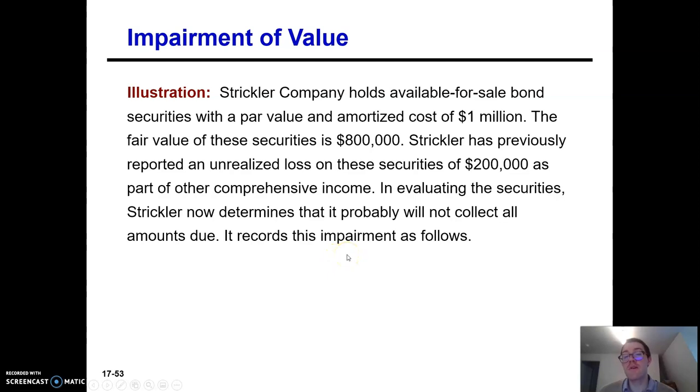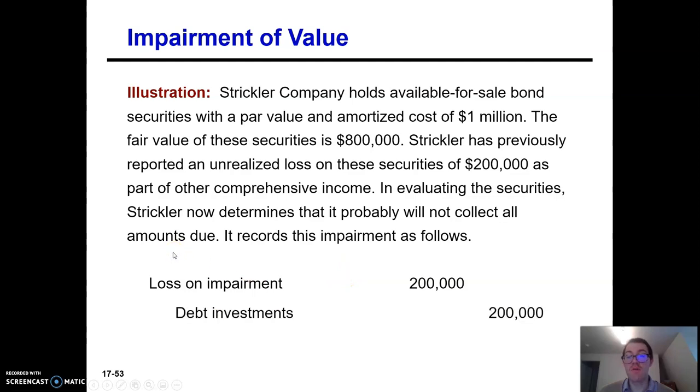Previously we thought it was temporary. That's why the loss went in other comprehensive income, but now we think it's not temporary. So now we have a loss on impairment, which will not go in other comprehensive income. It's going to hit your income statement, and we're going to lower the base value of those debt investments there. So it's a serious impairment.